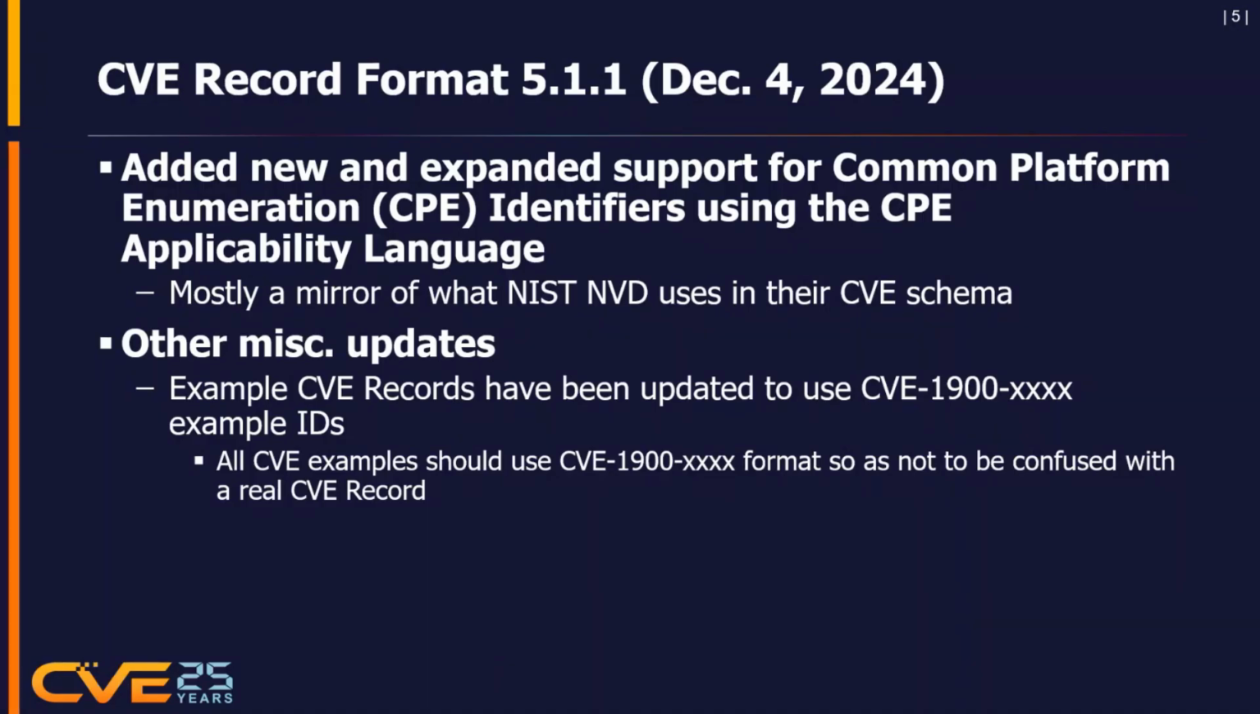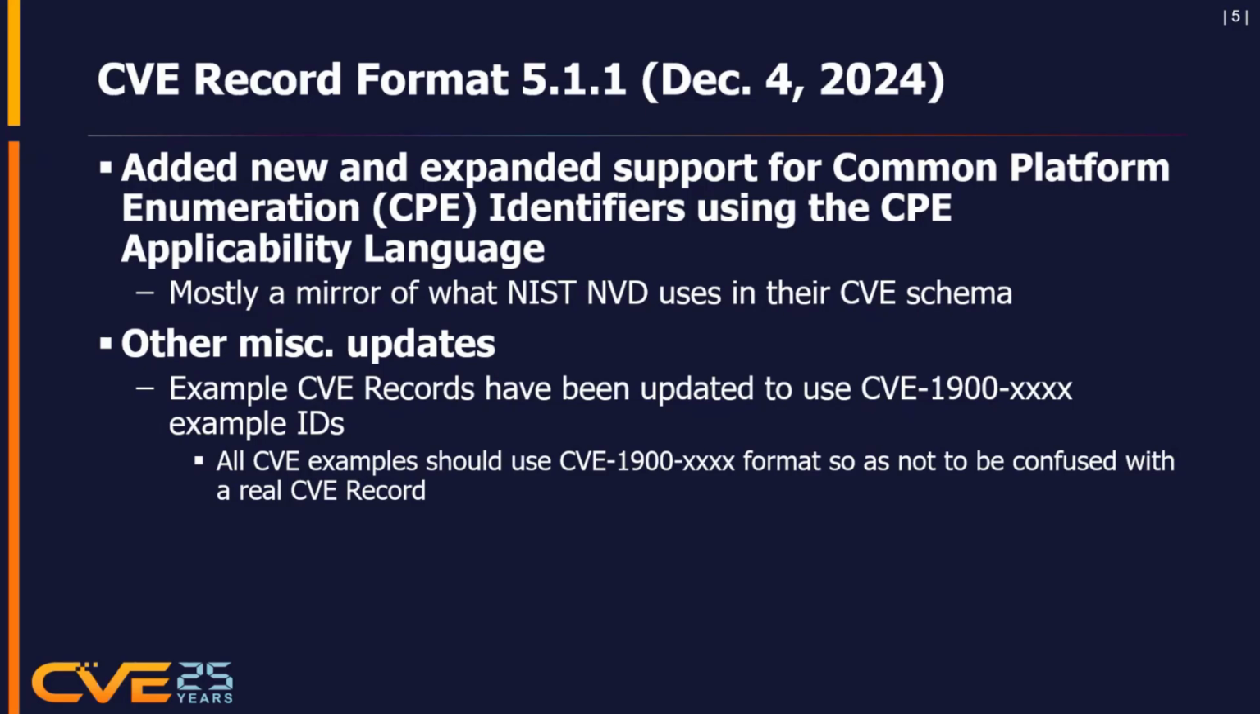We added a few other minor things. I know we took a stance on example CVE records: we would use the namespace CVE-1900 and then whatever sequence number you wanted, just so that there wouldn't be conflicts when using examples in documentation regarding CVE. I think we probably still have a few things to clean up on our own website for that reason.